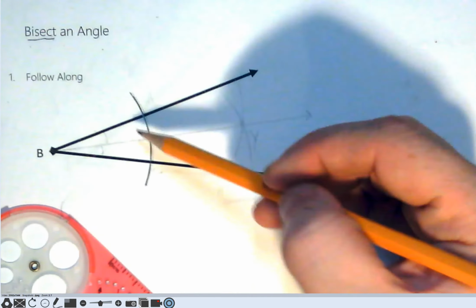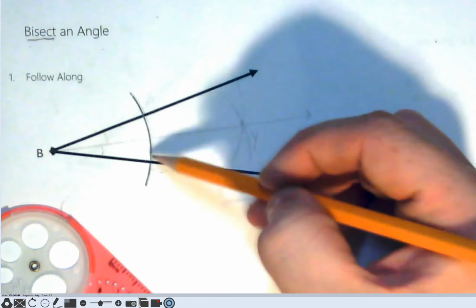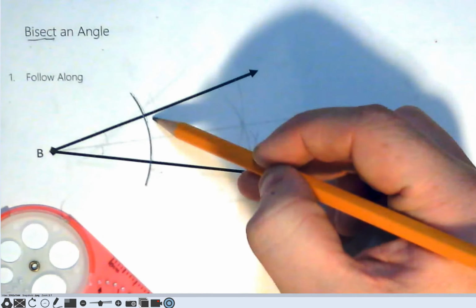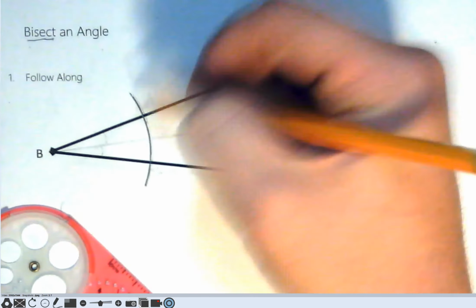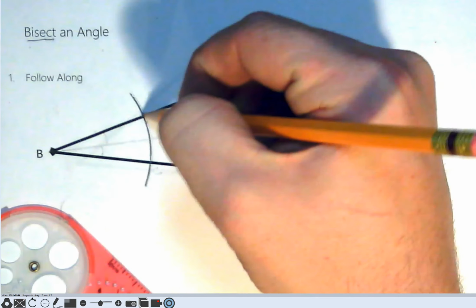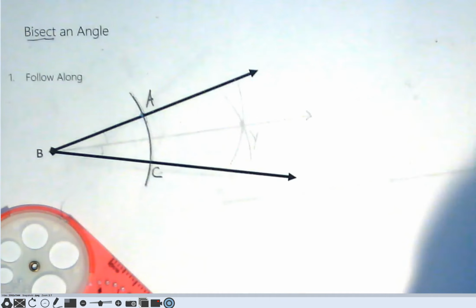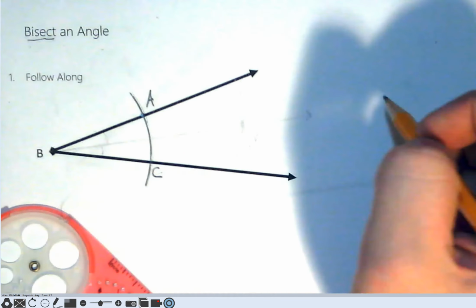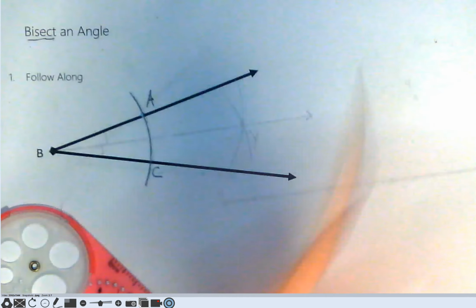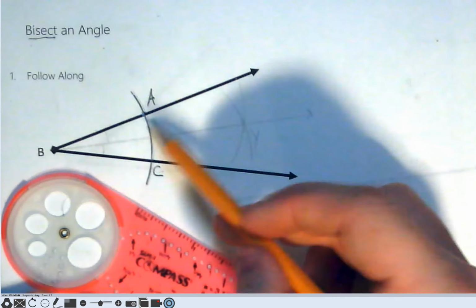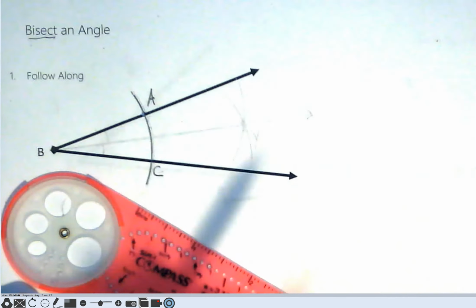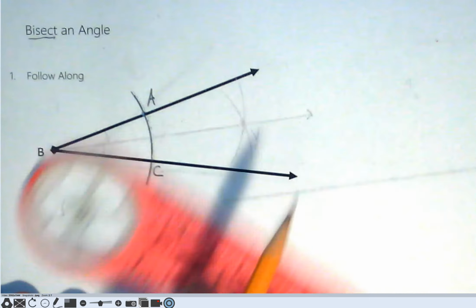Now what we have here is an arc that intersects both sides of angle B. Let's look at those two points of intersection. We'll call that point A, and we'll call this point C. Our next step to bisect this angle is to go from these points of intersection and draw two more arcs inside of the angle.